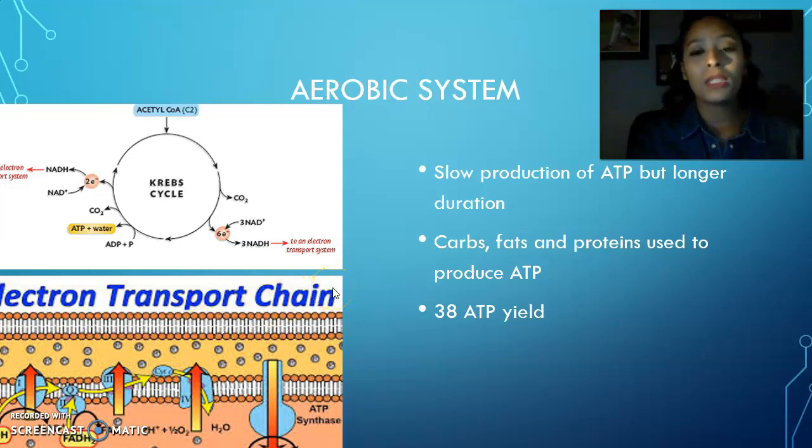The aerobic system uses carbs, fats, and sometimes, though usually not as much, proteins, but it can be used to produce ATP. We see here that a 38 ATP yield is produced in the aerobic system. That's a drastic difference from the ATP-PCR and the anaerobic glycolytic systems.